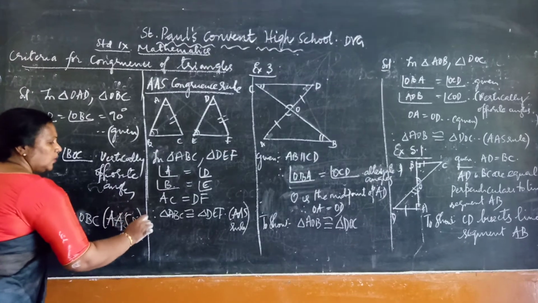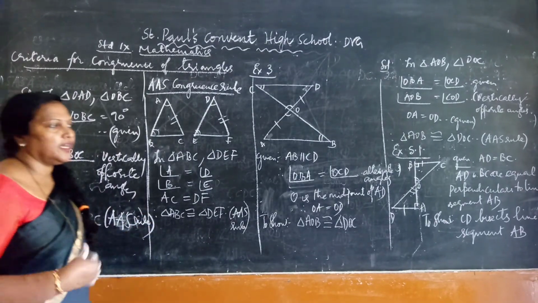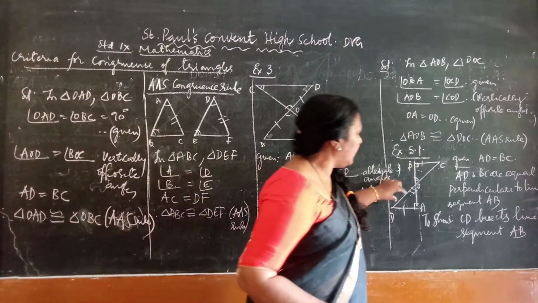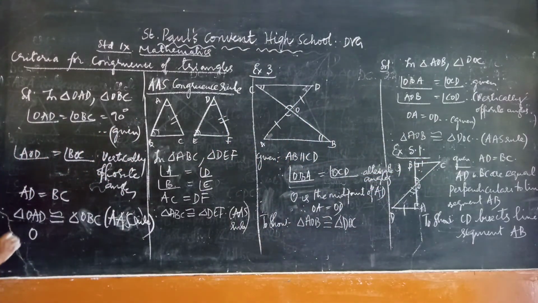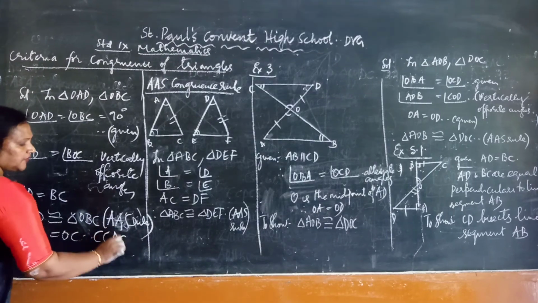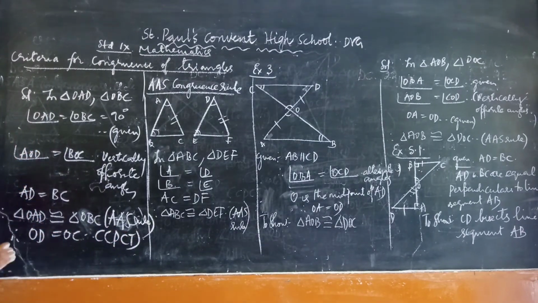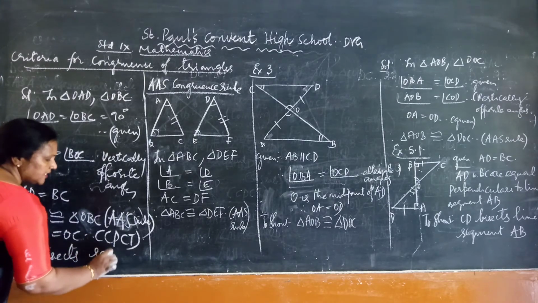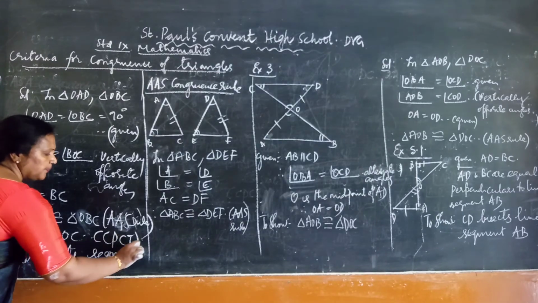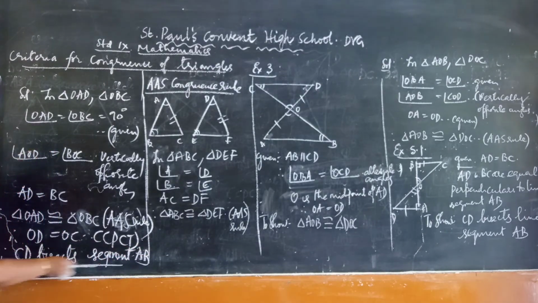Once two triangles are congruent, corresponding parts will be equal. OD is equal to OC. Therefore, I can write OD is equal to OC, by corresponding parts of congruent triangles. Therefore, I can write CD bisects segment AB. Got it, children? All the problems are easy.